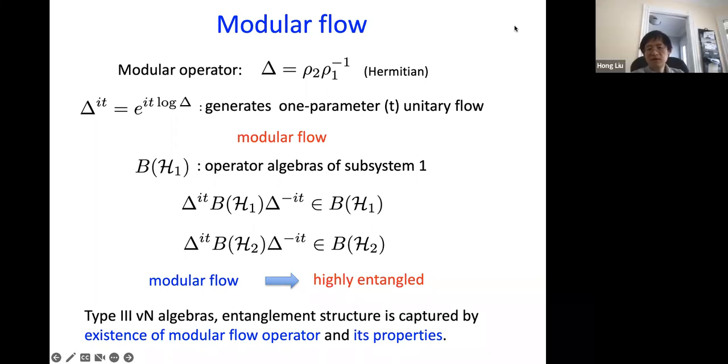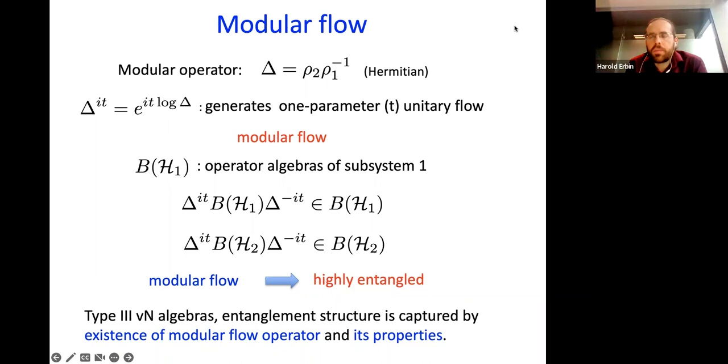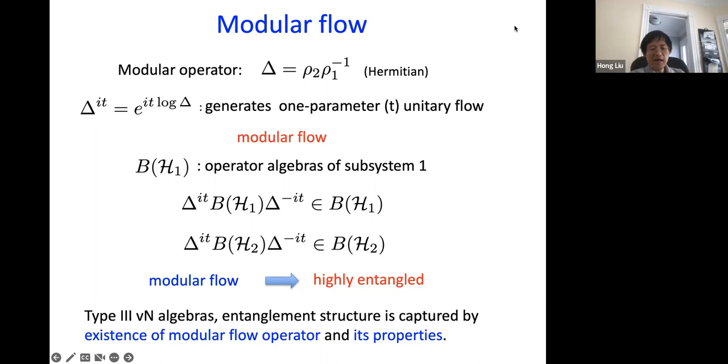So what is the recipe to build it? Like, how do you know it should be the boost operator? Right, yeah. I didn't have time to say here. Essentially, this modular operator satisfies several properties. First, it has to be an automorphism of your algebra. You act on the algebra, and it takes the algebra to itself. And if you act on the commutant of the algebra, it also takes the commutant to itself.